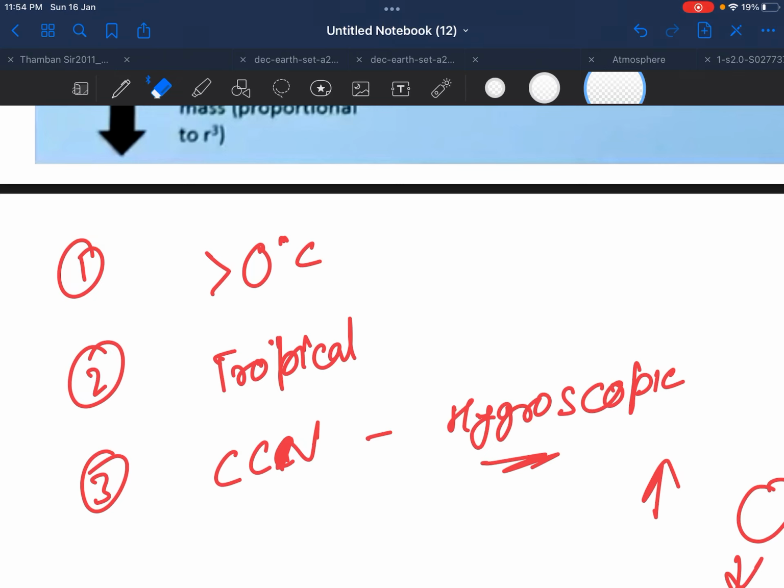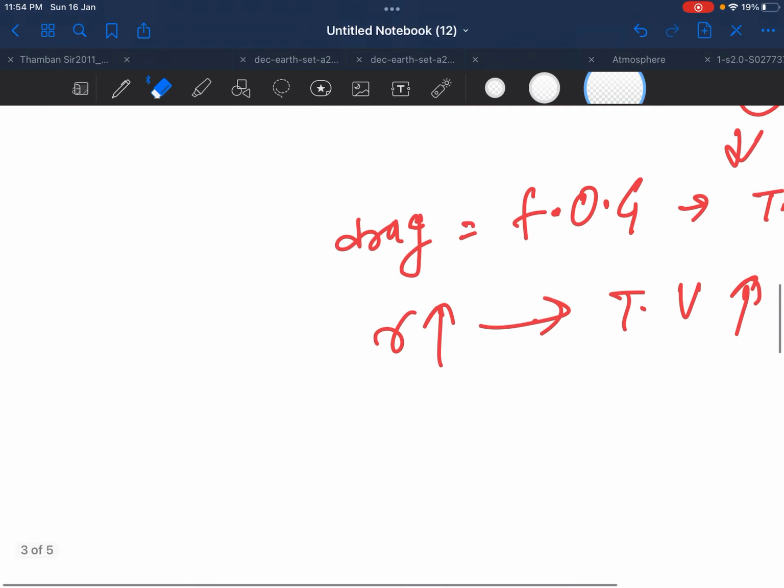While the coalescence process mainly occurs in the tropical region. Okay. Here the CCN is hygroscopic in nature. Okay. For this coalescence process, we need hygroscopic CCN which can attract water molecules, because in this process there is a collision of water droplets only. Okay, so is this clear? Now moving to the next.